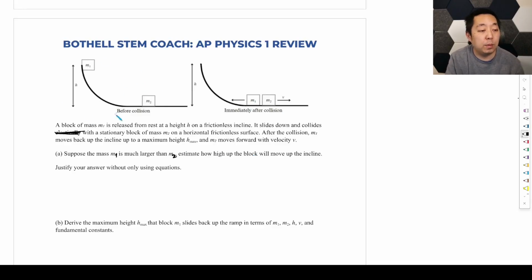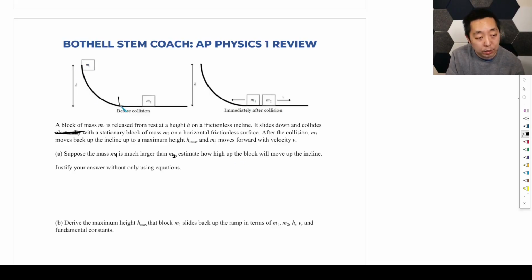Okay, let's look at this problem here. A block of mass m1 is released from rest at a height h on a frictionless incline. It slides down and collides with the stationary block of mass m2 on a horizontal frictionless surface. After the collision, m1 moves back up the incline to a maximum height h max. M2 moves forward with velocity v. Suppose the mass m1, there are some typos in the problem, is much larger than m2. Estimate how high up the incline the block will move and justify your answer without only using equations.